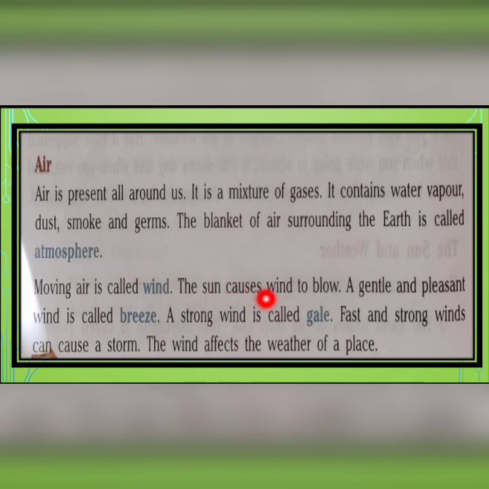The sun causes wind to blow. How it is caused by sun, in our previous slide only we got to learn it, right? Gentle and pleasant wind is called breeze. A strong wind is called gale, and fast and strong winds can cause a storm. The wind affects the weather of a place, right?